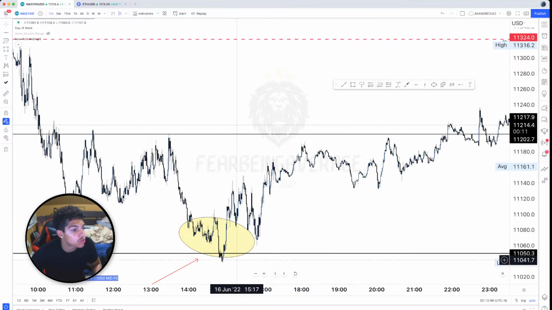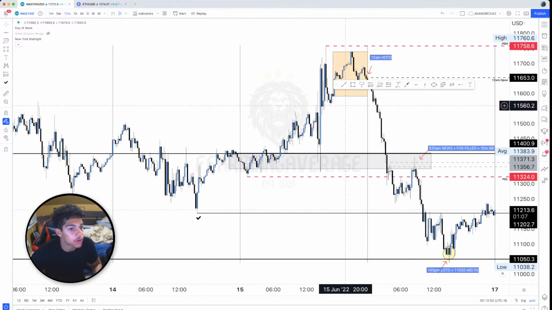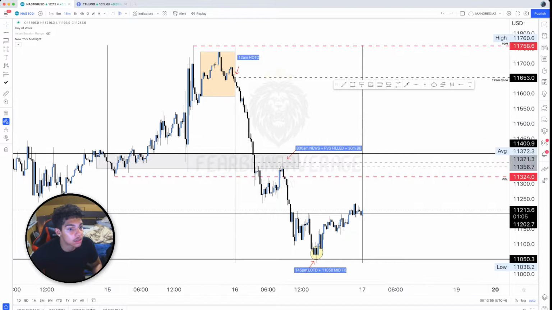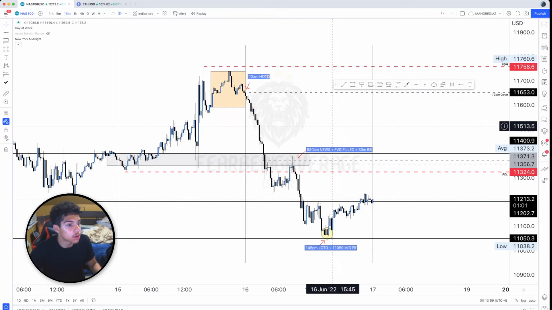Look at it. Look at how price reacts right there. But even though it's not a big figure level, nonetheless, it is a mid figure that is more than likely going to get respected in the future. Just keep that in mind.